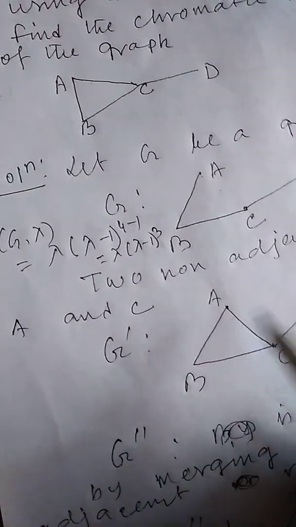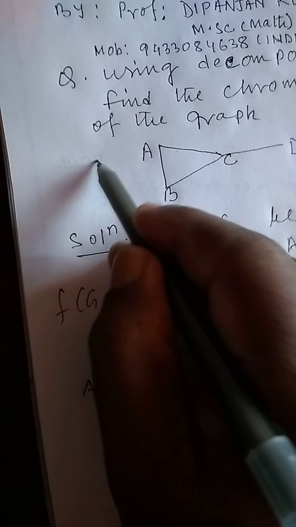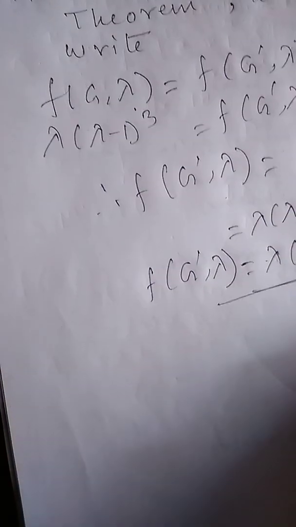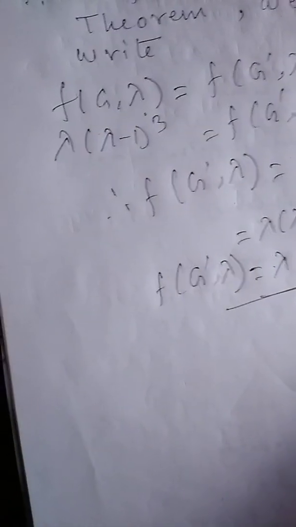What is g dash? You see, I have taken this graph as g dash. So the chromatic polynomial of g dash, this is the given graph. This is the given graph. This is g dash, g dash I have taken. So the chromatic polynomial of g dash is this. That is the given graph we have to find.